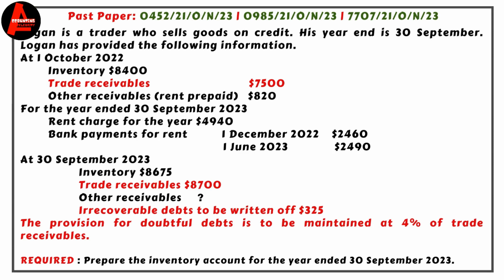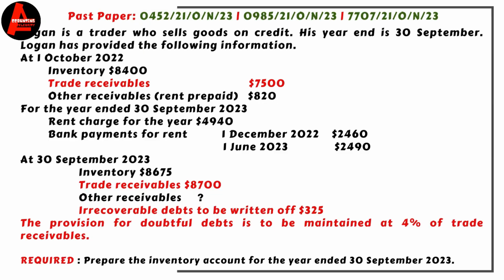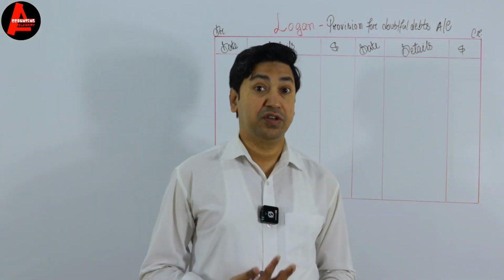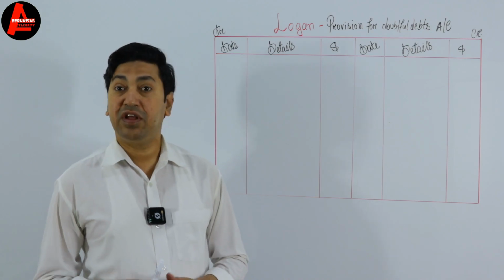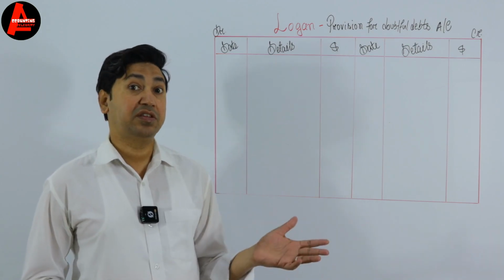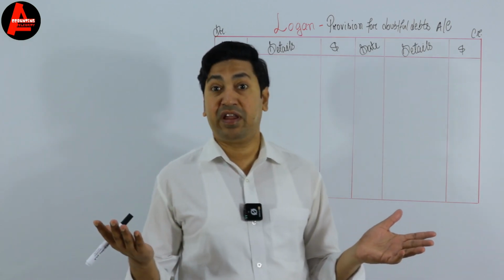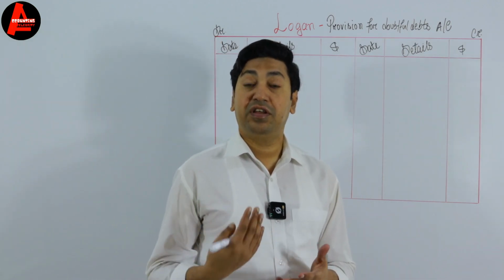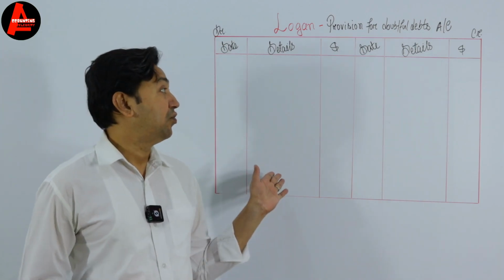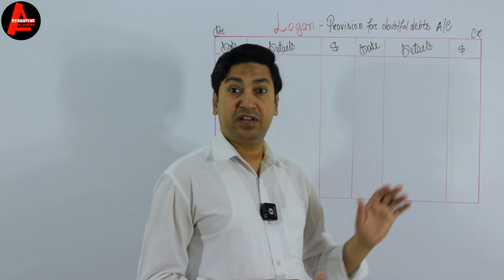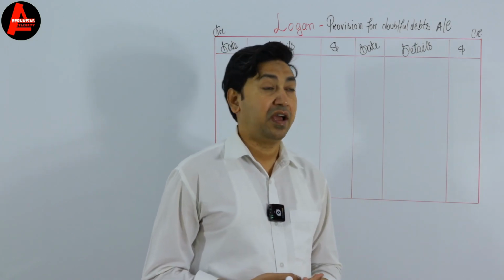The provision for doubtful debts is to be maintained at 4% of trade receivables. So this is the rate. This will obviously be given in the question, so you can figure out the amount. Now we have two balances: the opening balance of trade receivables and the closing balance of trade receivables. How to calculate which one will be recorded on the debit side and which one on the credit side, you need to understand.